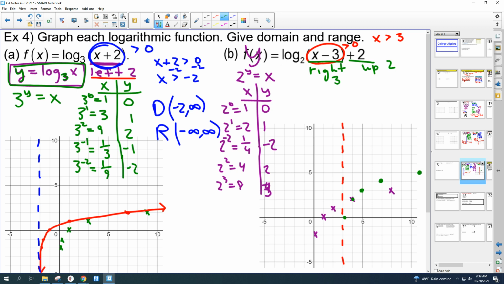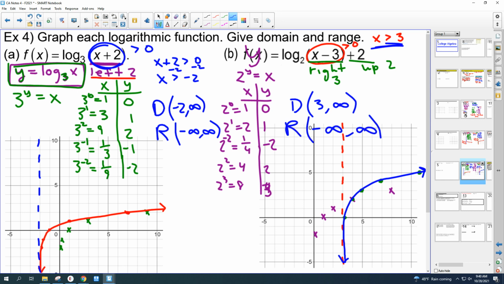Okay. So again, it's flat to the asymptote. Hit the dots and make that curve. We can see the domain is 3 to infinity. But again, we knew that way up here. The range is going to be all real numbers.